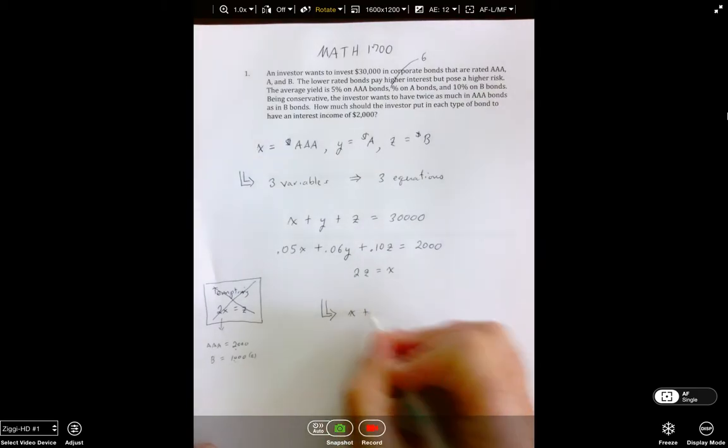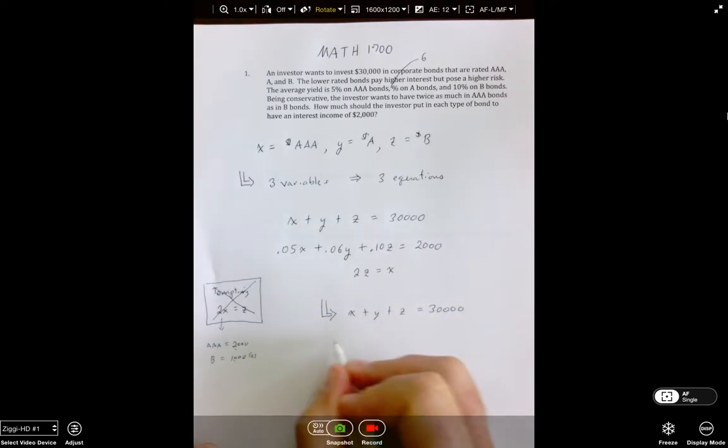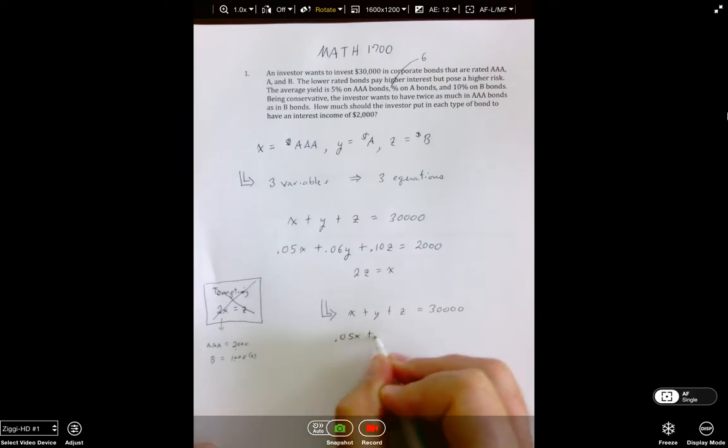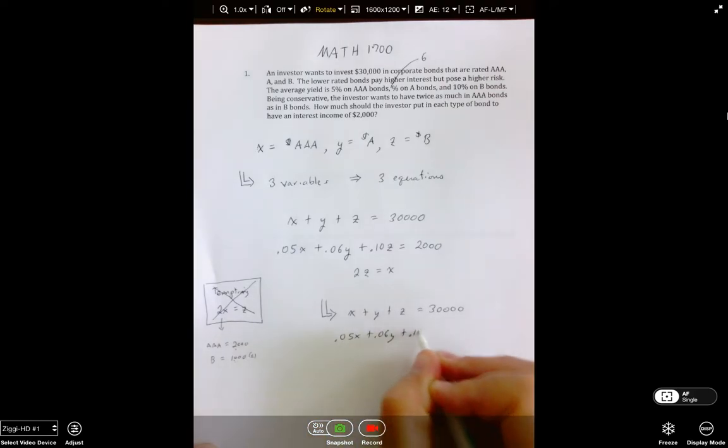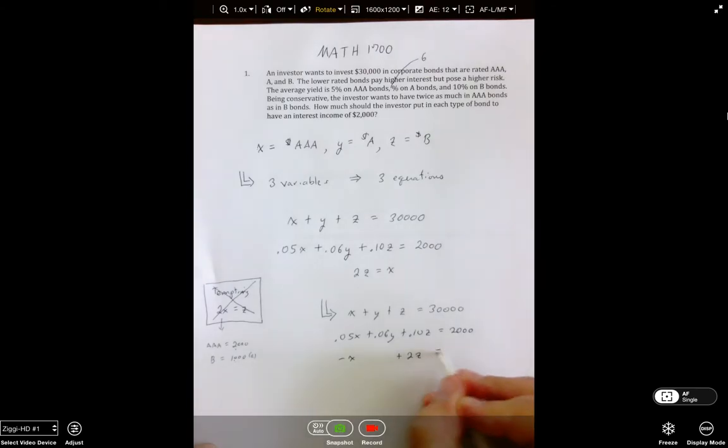So I have X plus Y plus Z is equal to 30,000. That one's easy. And the 0.05X plus 0.06Y plus 0.10Z equals 2,000. That's easy. But gang, this one right here isn't in the form that I need of my X's, my Y's, my Z's, and my numbers. So I've got to bring this X across, make it negative X. And then my 2Z has to be below the Z entries. And then I've got nothing over there, so I just have to put equal to 0.